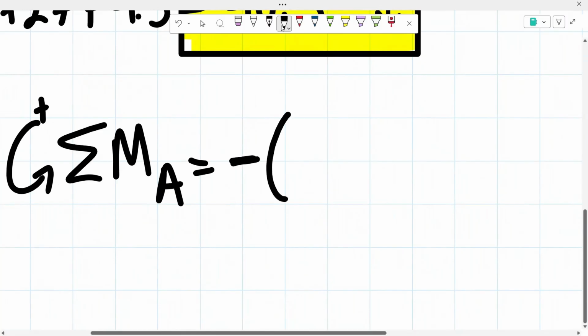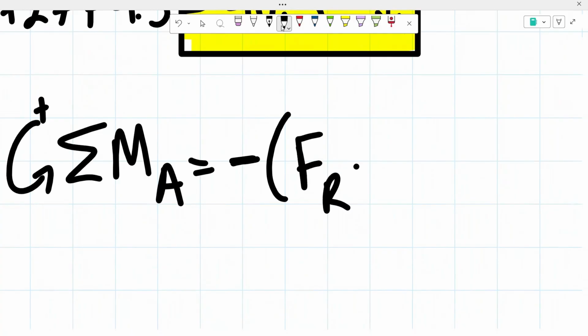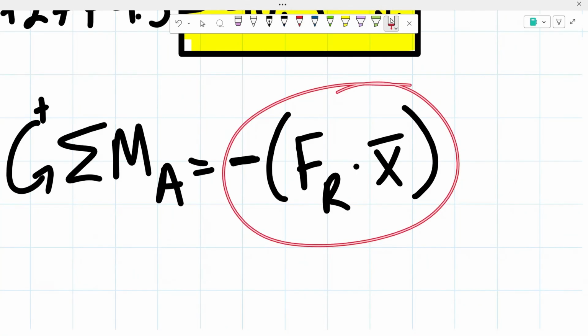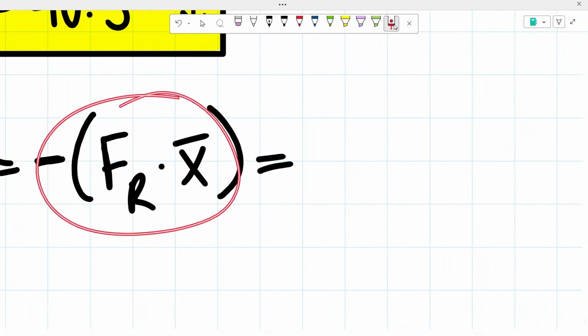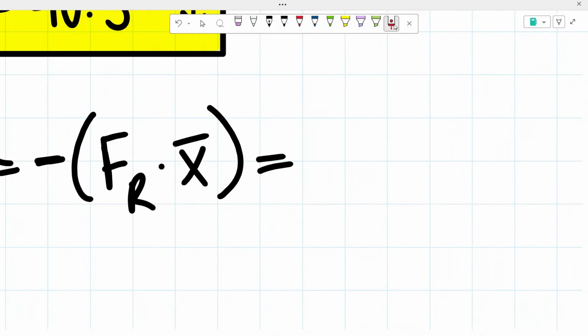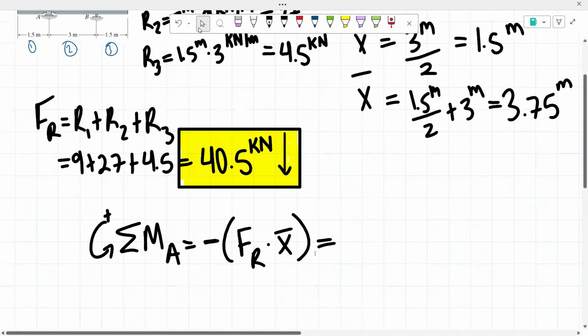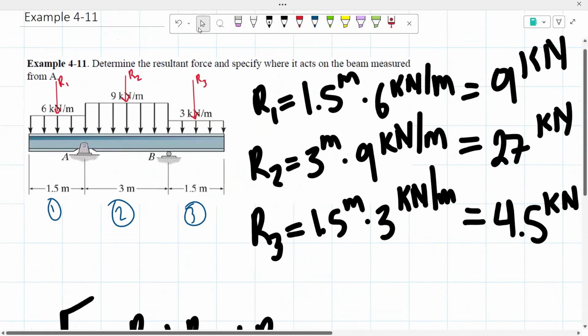And then we remember, we said that moment is equal to force times the distance. Our force is our resultant force, and our distance is the location of where it is from point A. So from here, I'm going to simplify this term down even more. In other words, our moment, besides being the force times the location of that resultant force, is also equal to each of these forces times their distance.